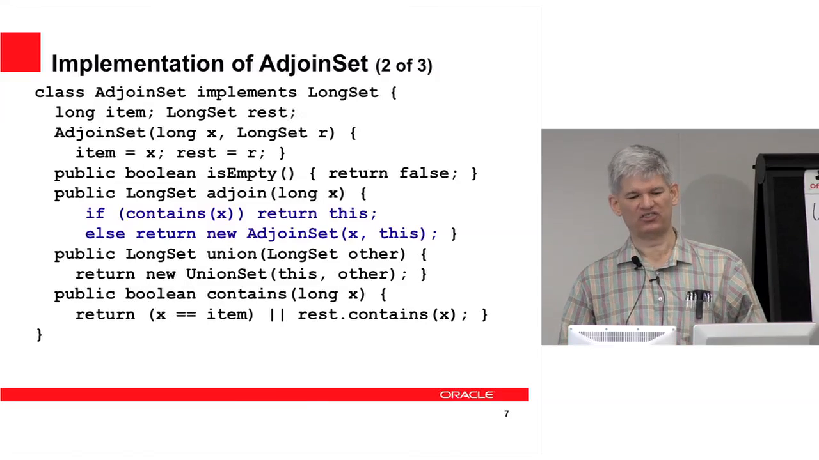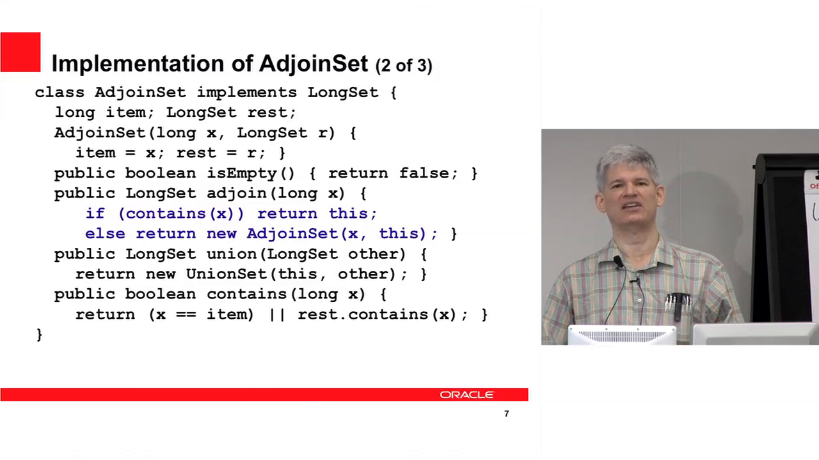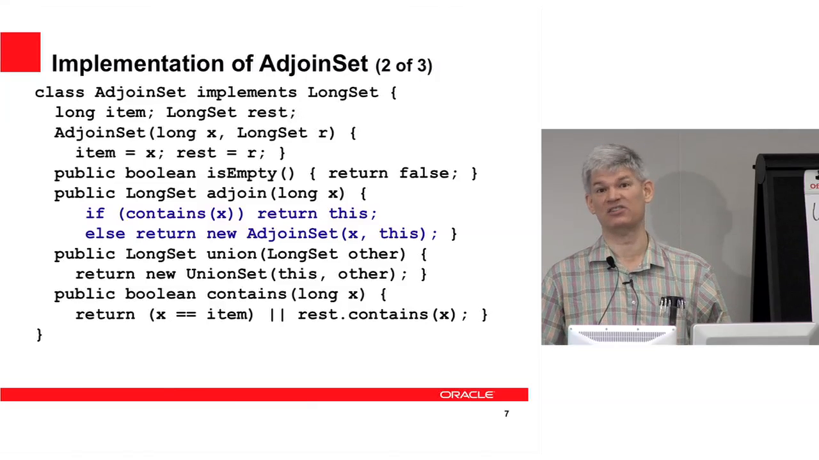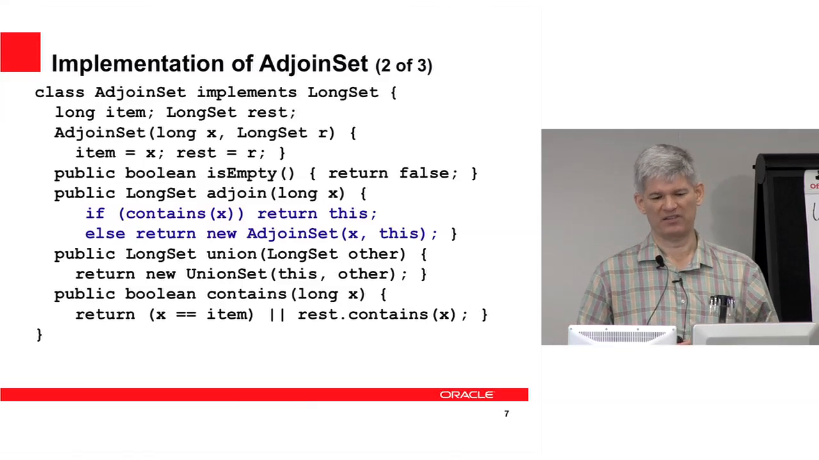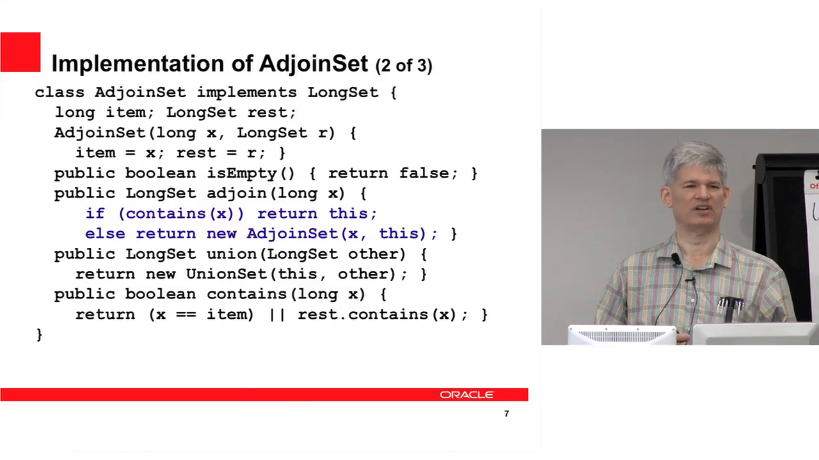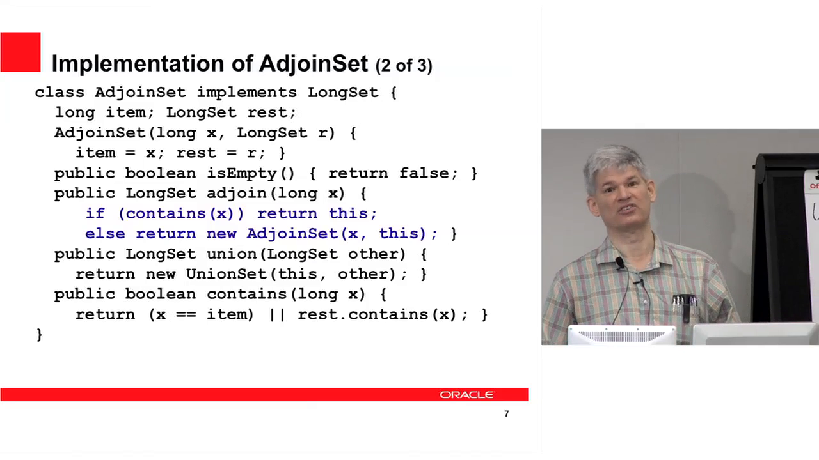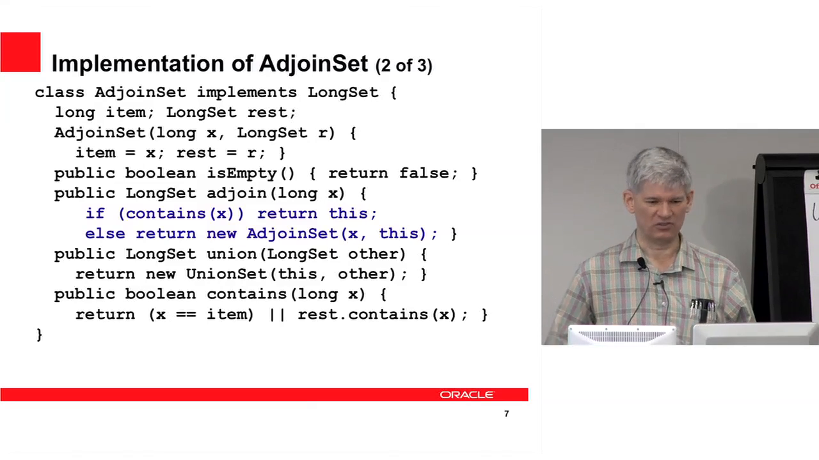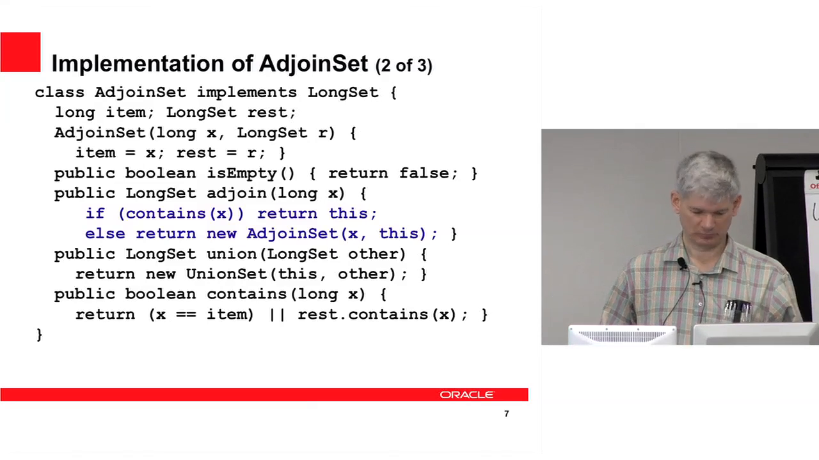And this has nice space properties, but on the other hand, it has a time cost because it takes time to do that contains check. So if you make very big sets, you might find yourself spending a lot of time on containment checks. But on the other hand, it keeps the space used small. So that's an interesting trade-off.